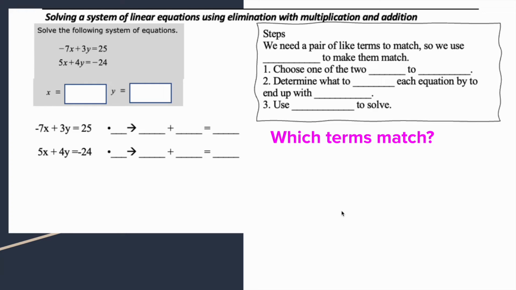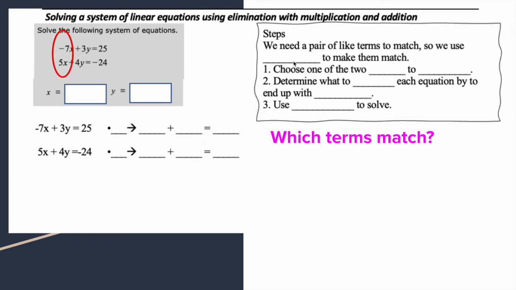Okay, we're going to continue using elimination to solve a system of equations, but this time the equations aren't going to be set up as nicely at first. We're going to have to manipulate them a little bit to get them where we want them. Remember, elimination is where we need to have either the x's or the y's matching.